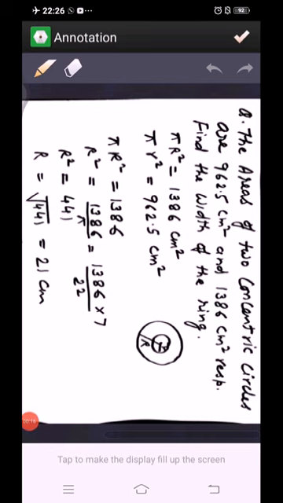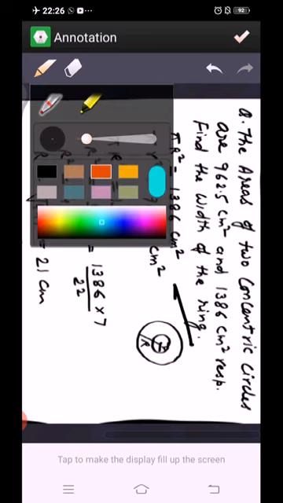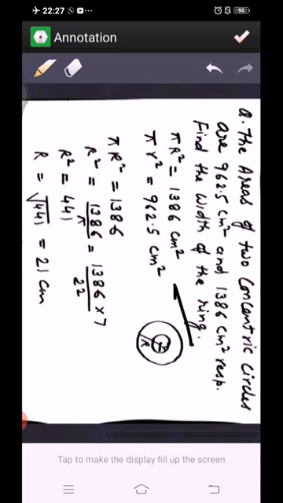Let us take one question. The areas of two concentric circles are 962.5 cm square and 1386 cm square respectively. Find the width of the ring. So you see here we have two concentric circles. One is small, another one is a bigger circle. Radius of the smaller circle is small r and radius of the bigger circle is capital R.